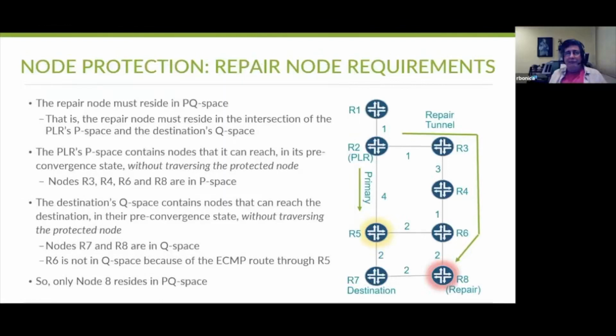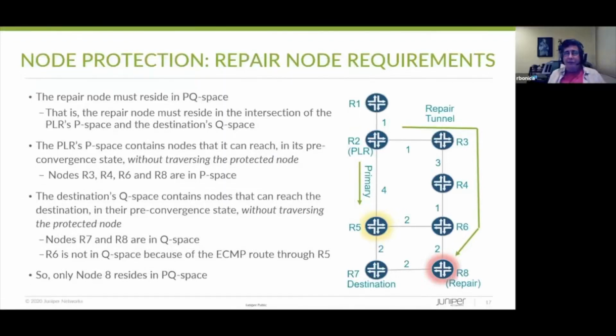So here the P space is R3, R4, R6, and R8. The destination's Q space contains nodes that can reach the destination in their pre-convergent state without traversing the protected node. And here only R7 or R8 are in the Q space, and this is because of that ECMP. So here only R8 is a candidate for the PQ space. So we're starting to feel pretty secure now. We think that we have things well in hand.